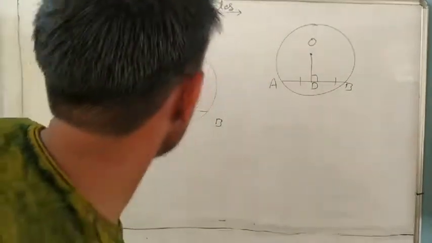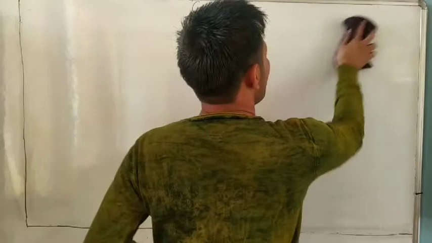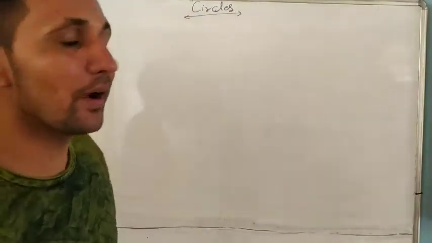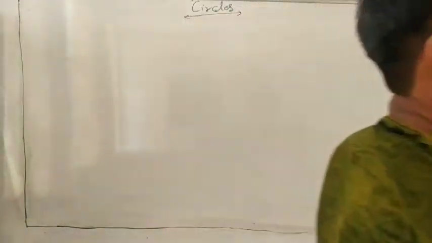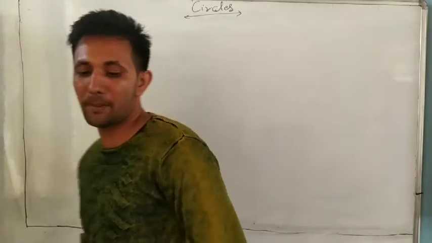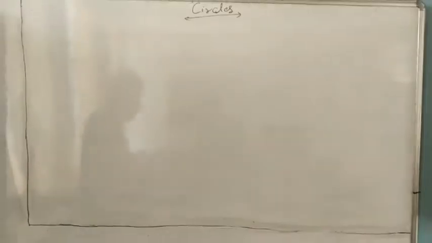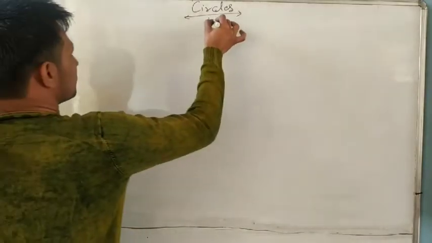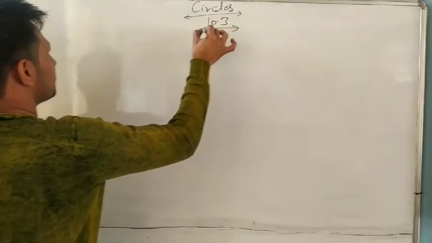And next we learned, from 1 point how many circles can pass through? Infinite. From 2 points, infinite. And from 3 non-collinear points, only one circle can pass through. Now, exercise 10.3, first question.